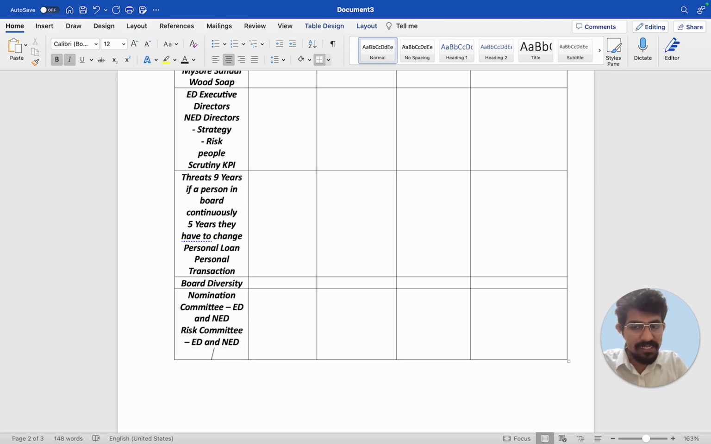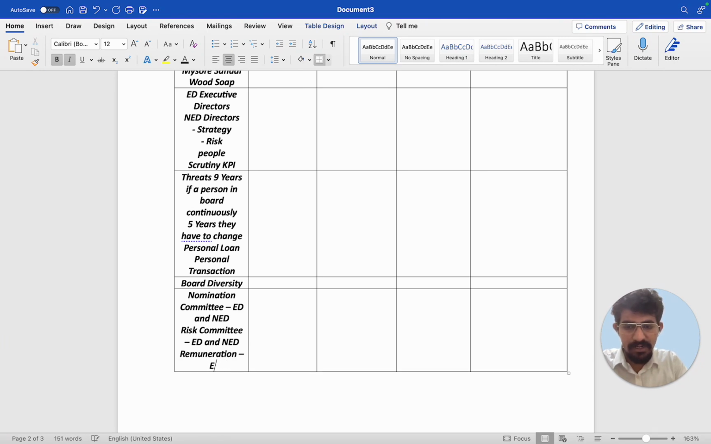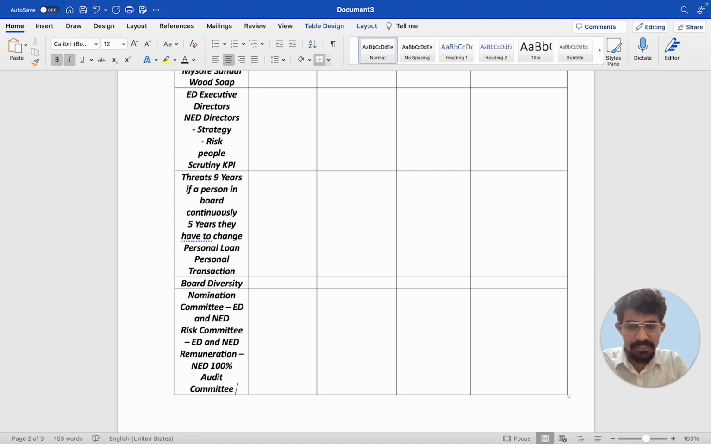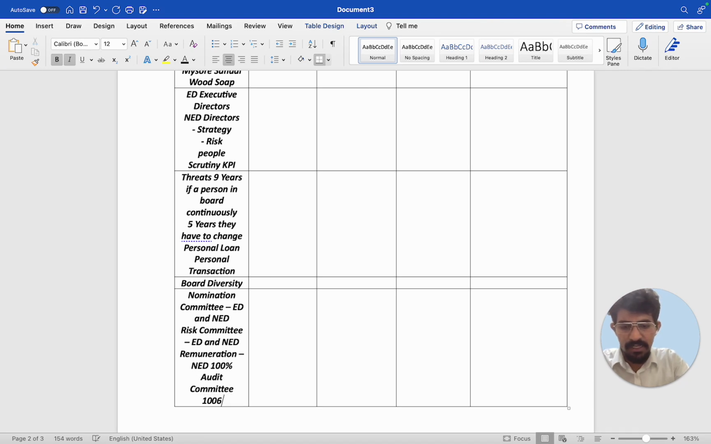But the biggest challenge is remuneration, because the remuneration committee is 100% non-executive directors, and the audit committee is also 100% non-executive directors. Understand that very, very well.